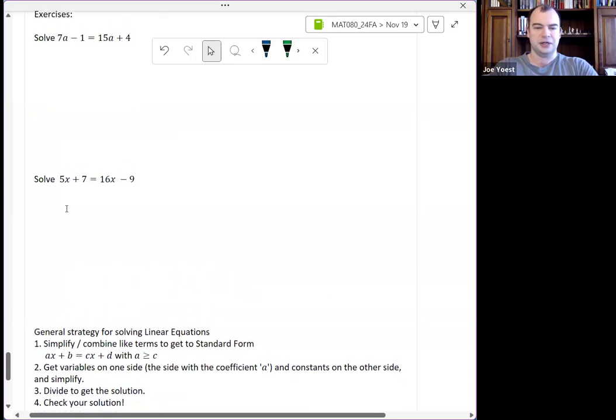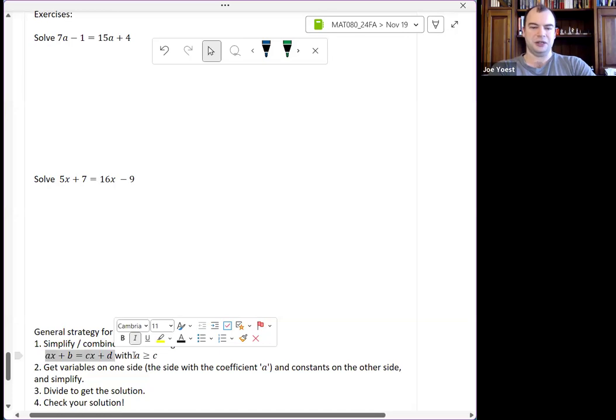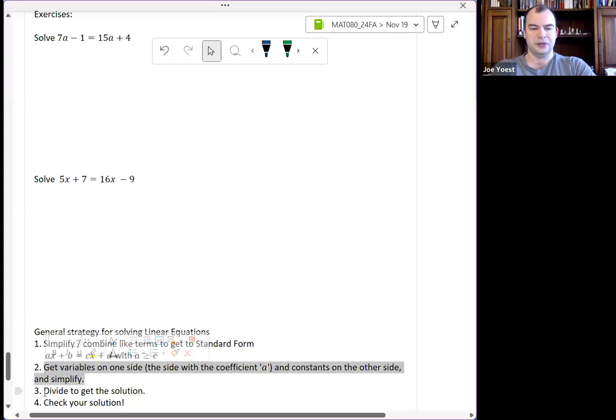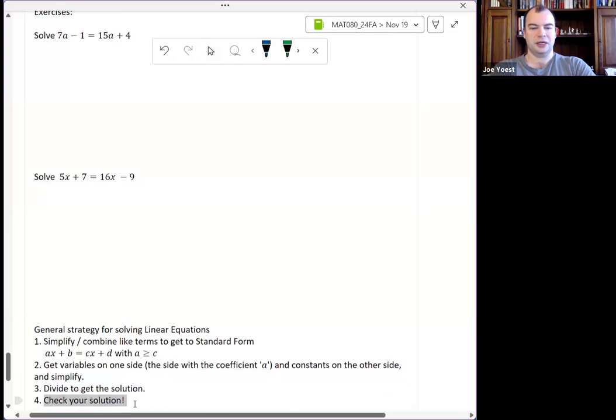So the general strategy for solving linear equations: simplify or combine like terms to get to standard form, where we have ax plus b equals cx plus d. And I suppose don't worry too much about this with a bigger than or equal to c part. Get the variables on one side, the side that makes the coefficient positive, and constants on the other side. So isolate the variable term. Divide to get the solution, isolate the variable, and check.